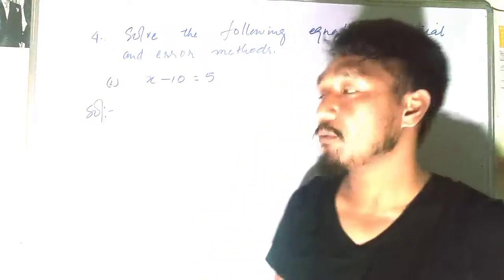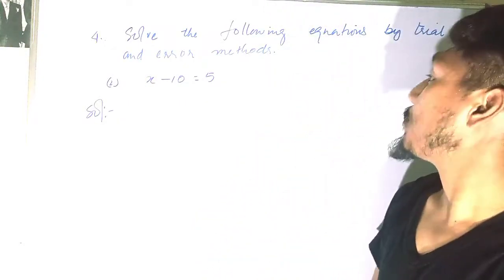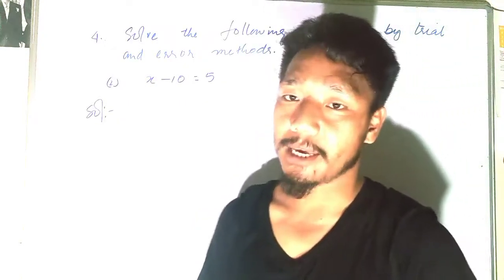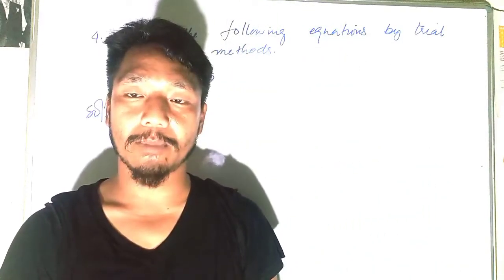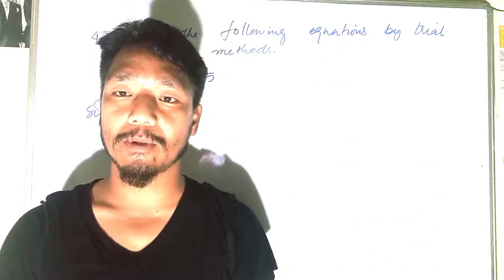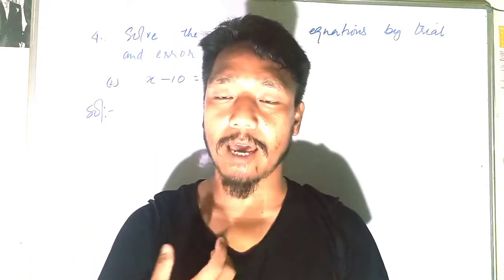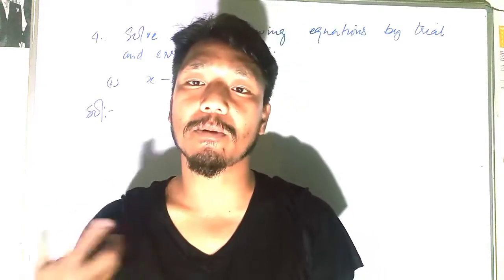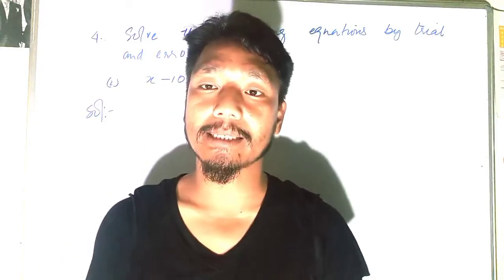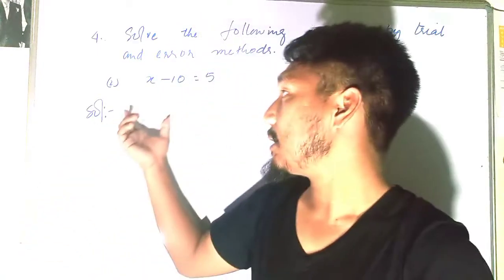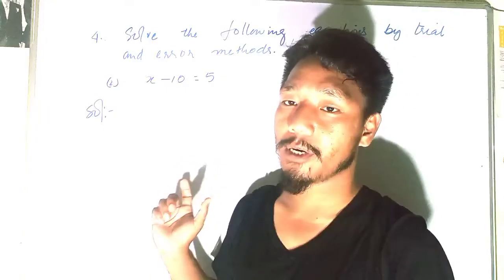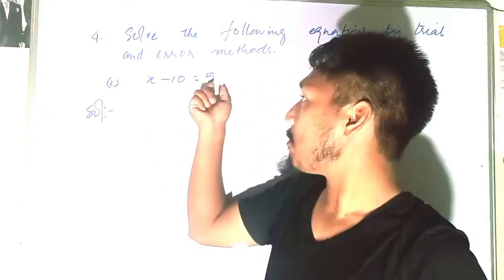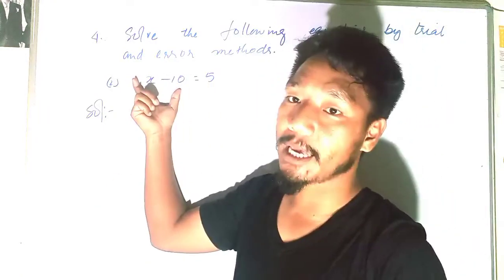So our next question is: solve the following equations by trial and error method. What does trial and error method mean? We will put in values of x, whatever we know. As much as possible we keep putting in values of x until we get the right hand side and left hand side equal. So you see, this side we have a plus sign and this side we have x minus 10.